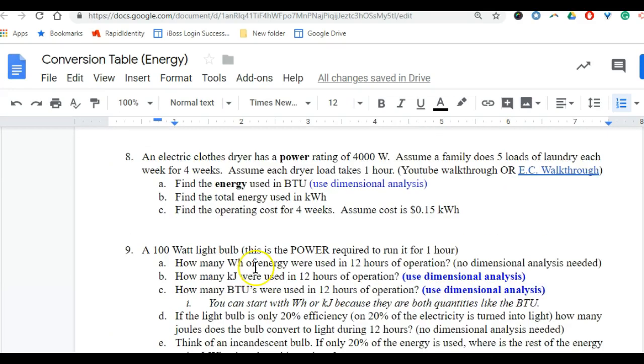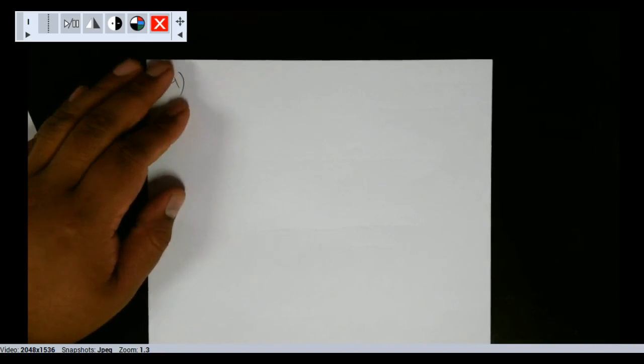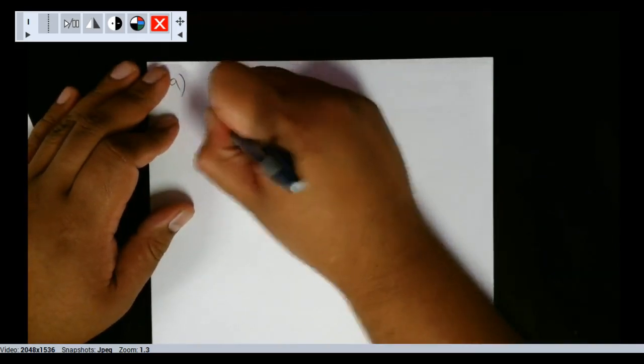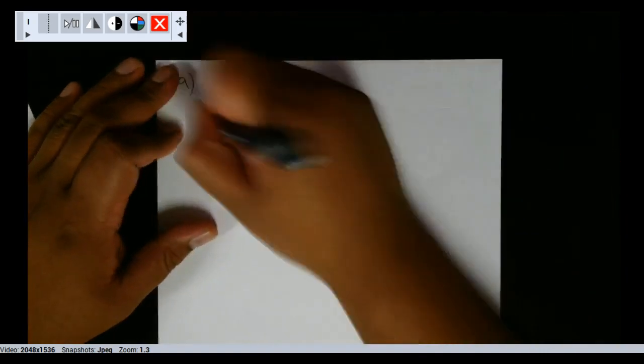So coming back over here, how many watt hours of energy are used in 12 hours of operation? Well, that's 100 times 12. That's 1200 watt hours of energy that are used. So again, just showing you this on the paper. So you have 100 watts, and again, you want your hour. So this is problem A.